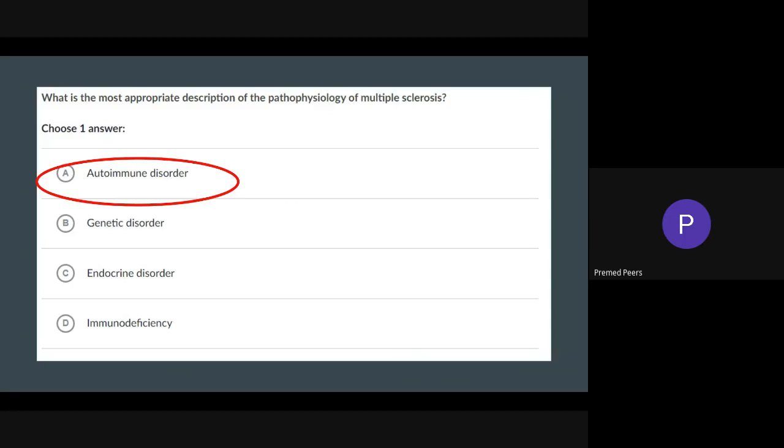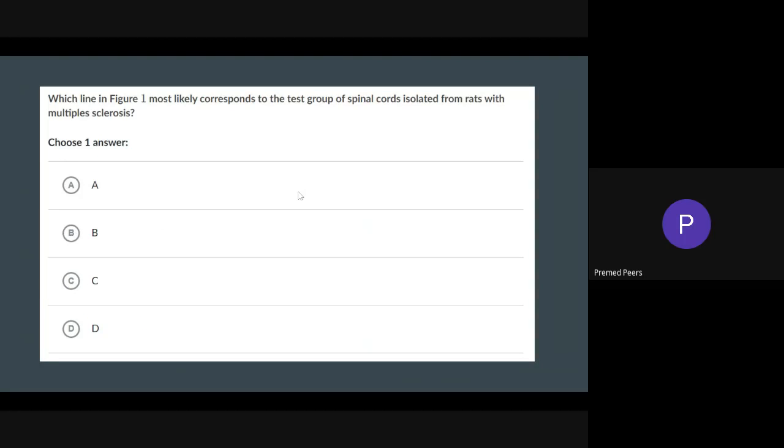Great job. Yeah, so from the passage alone, even if you don't have any background on multiple sclerosis, there was a sentence saying that it's an immune response against self-myelin cells. So an immune response against the self, that's autoimmune. Perfect. All right, question 2. Which line in figure 1 most likely corresponds to the test group of spinal cords isolated from rats with multiple sclerosis? So again, if you want to type the answer that you put in the chat.